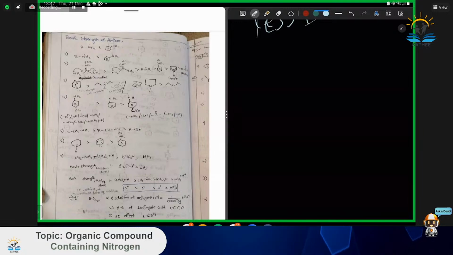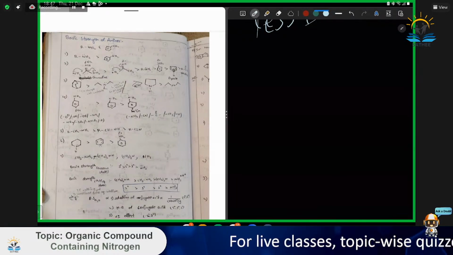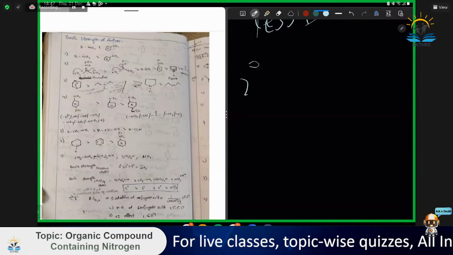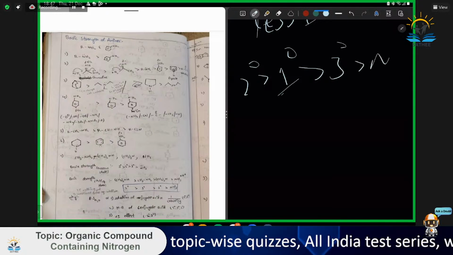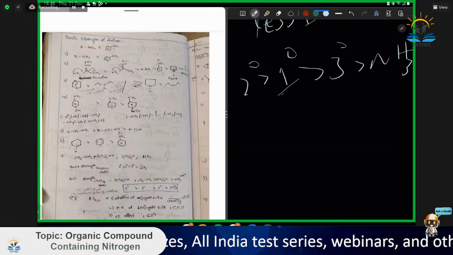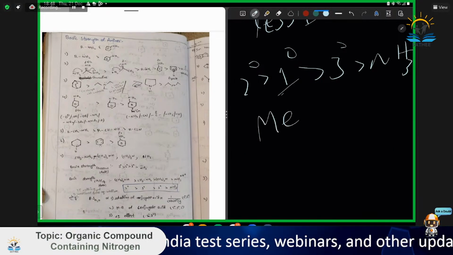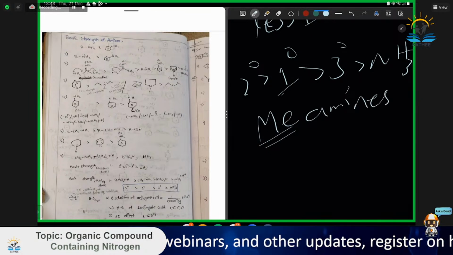So amine flipping వల్ల your tertiary flips more, so the lone pair is hard to capture. As a result of amine flipping and this plus I effect, your basic strength is affected as secondary greater than tertiary greater than primary greater than ammonia. This is for methylamines.